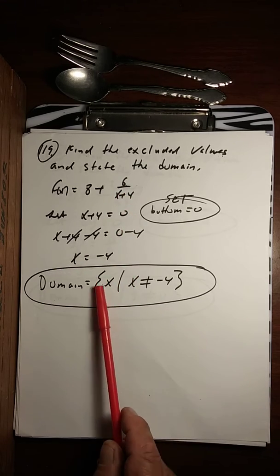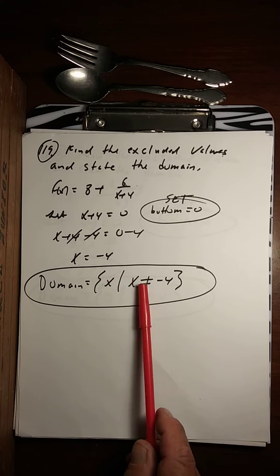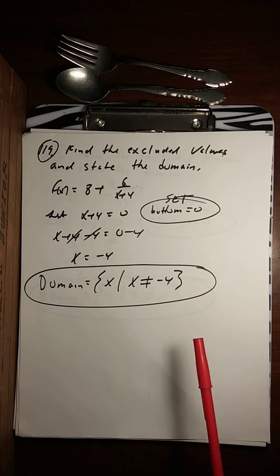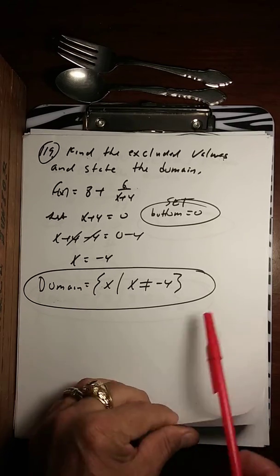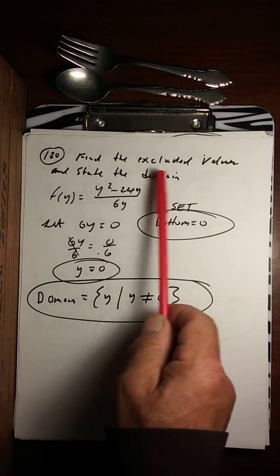So the domain is any number x, the set of x such that x is not equal to what? Negative 4. That's the domain. Anything you want, but don't use negative 4.